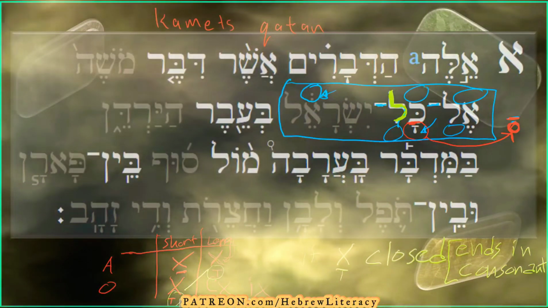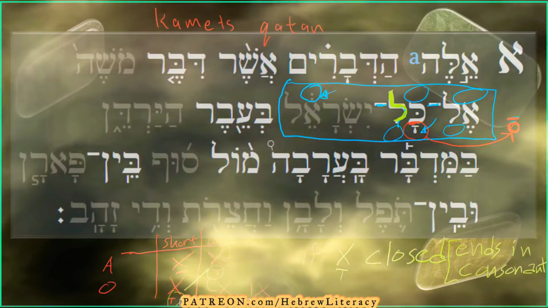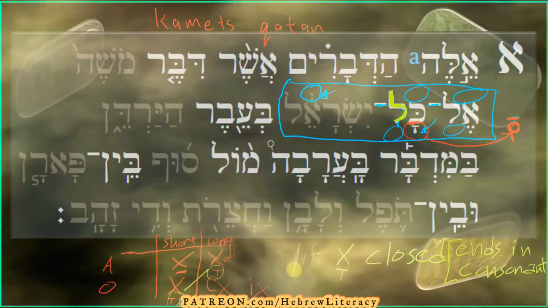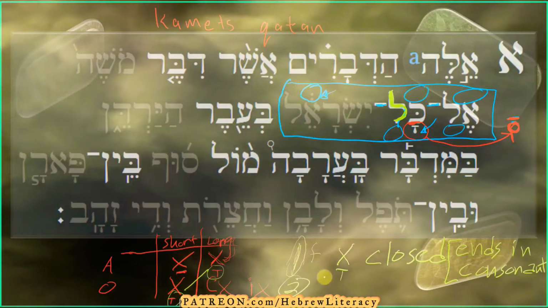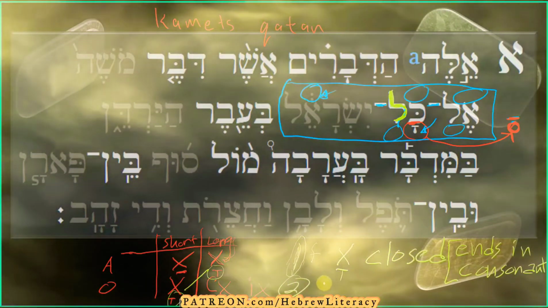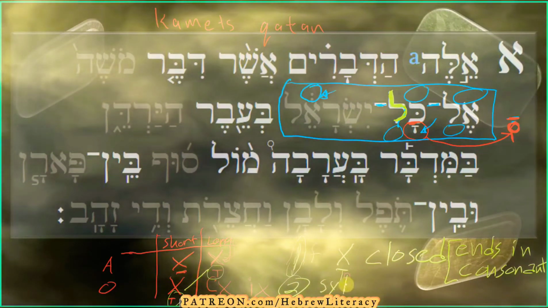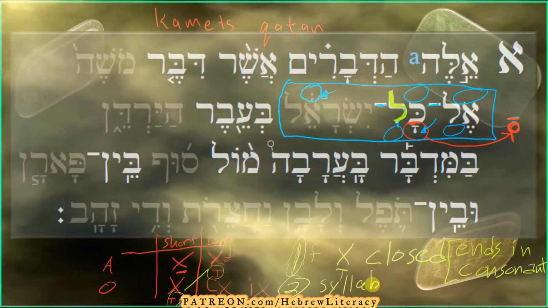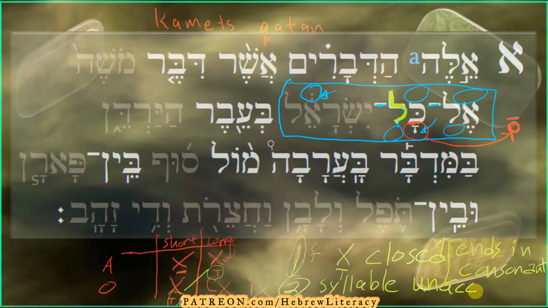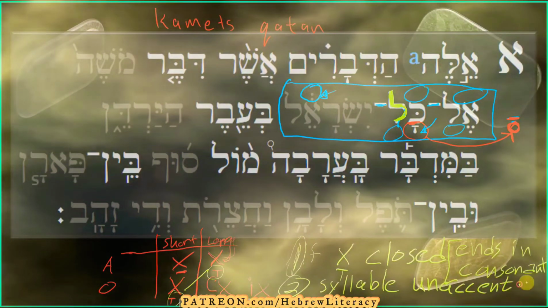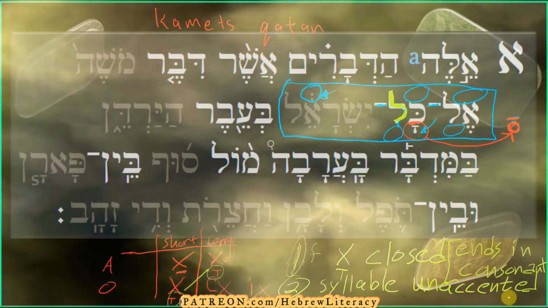But that's not all. The other part of the rule is if that syllable, the syllable that has the qamets in it, is unaccented. Unaccented. And so that's what's happening here.